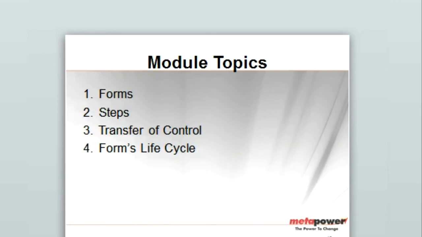Using an I-9 form as an example, this module has introduced four topics: the idea that MetaPower system uses an electronic variation of a paper form; that different individuals typically add information to a form in specific steps; that control of the form is transferred from one person to the next at various points along the way; and four, that this series of steps and transfer of control are all part of a form's life cycle.